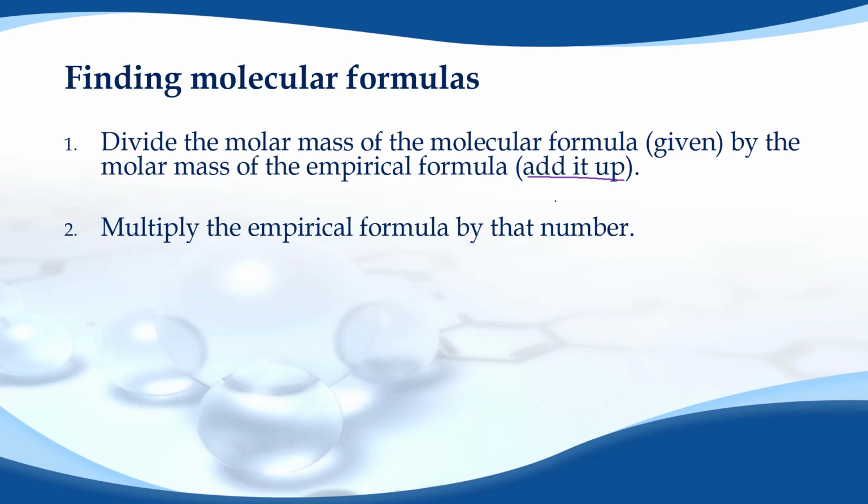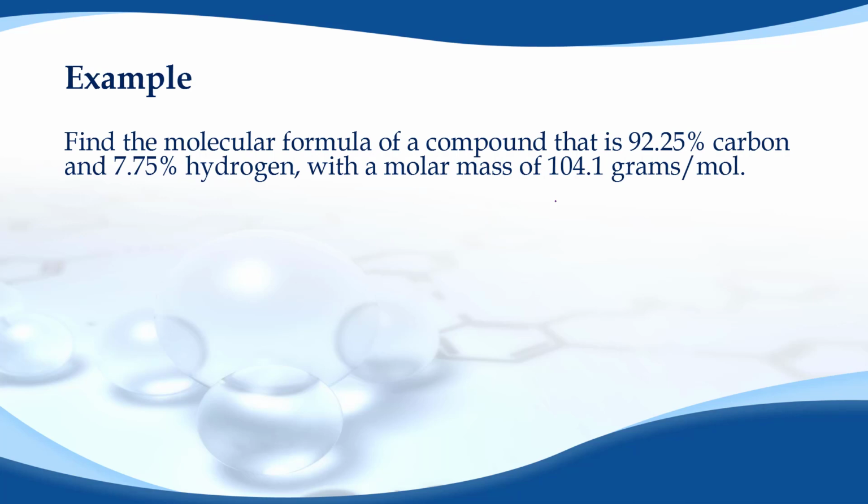So let's try an example of this. For this example, we have a compound that's 92.25% carbon and 7.75% hydrogen. I also told you that the molecular formula, the big formula, has a mass of 104.1. First thing we have to do is figure out our empirical formula from this. So what we're going to do, 92.25 grams of carbon, 7.75 grams of hydrogen. Take a couple of minutes, figure out the empirical formula of that compound, just like we did from the previous video.